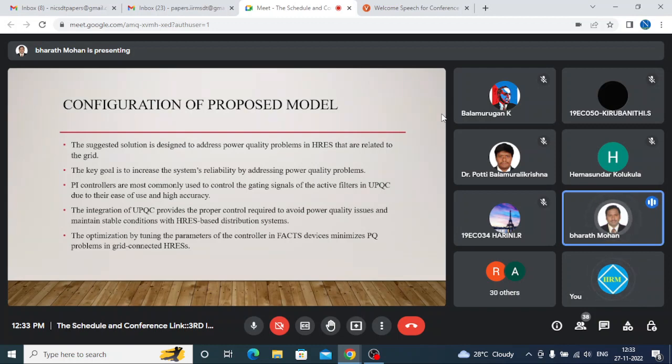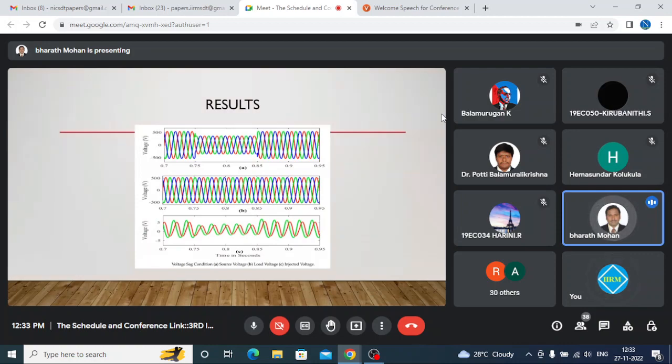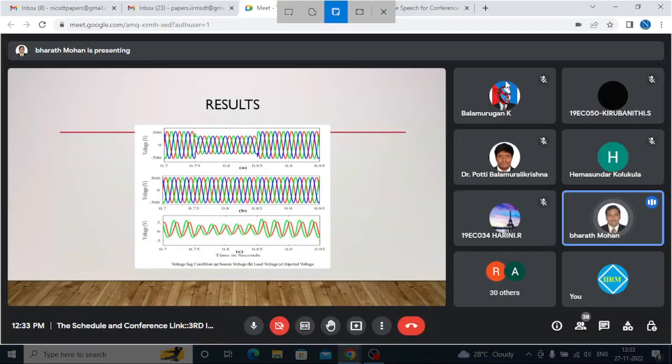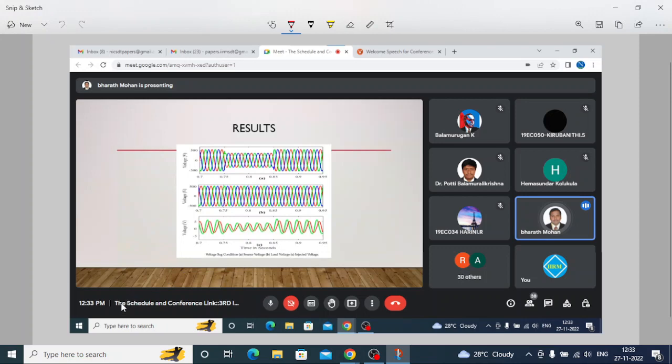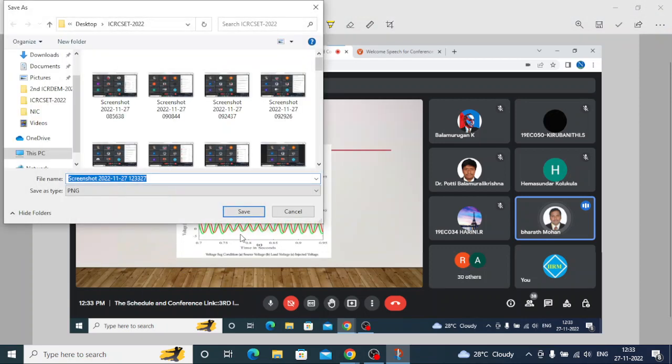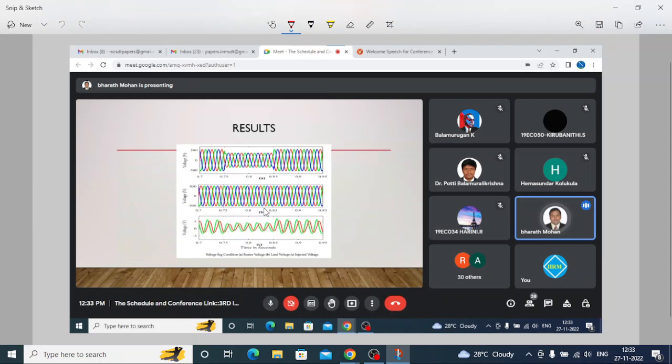Here you can see most of the voltage sag problems, where the source voltage, the load voltage, and the injected voltage have been affected by the voltage sag. Whenever the UPQC is provided to mitigate the power quality problems, the linear and stability problems of the system can be easily avoided.